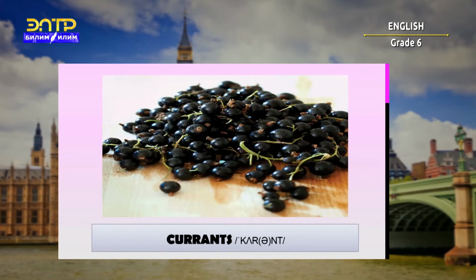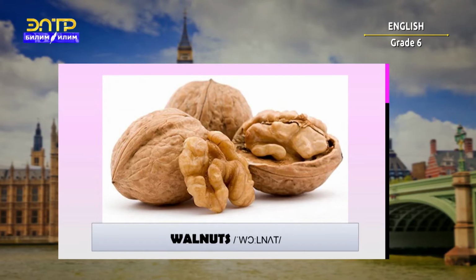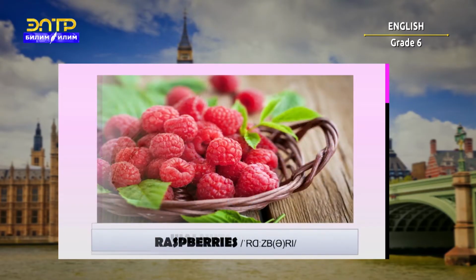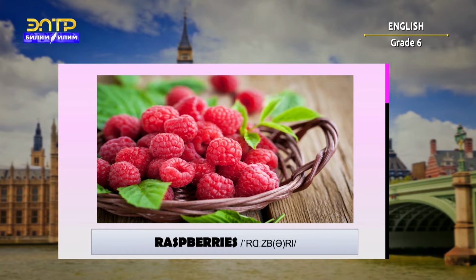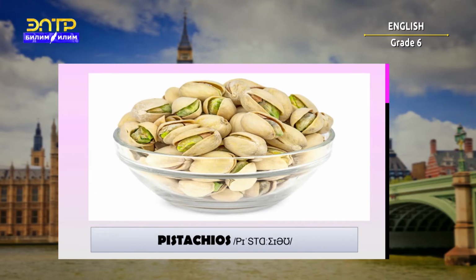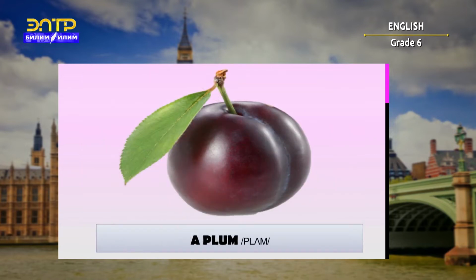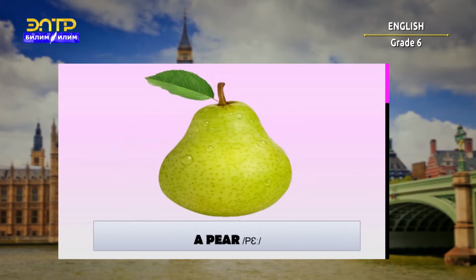Gardens. Walnuts. Raspberries. Almonds. Pistachios. Cherries. A plum. A pear.